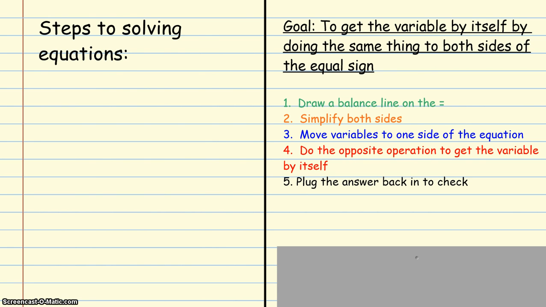So here's the 5 steps you want to follow for every equation. We're going to draw a balance line on the equal sign. It's going to go right down the middle. We want to simplify both sides if possible. We want to move the variables to one side of the equation, and typically I move the smallest variable. Number 4, we want to do the opposite operation to get the variable all by itself. And then lastly, we want to plug the answer back in just to double check that we've got the right thing. Alright, so write these steps down.